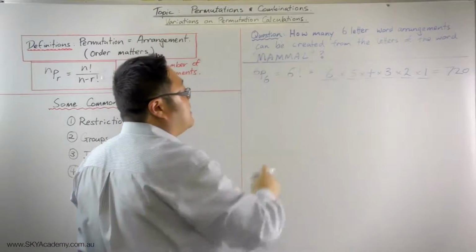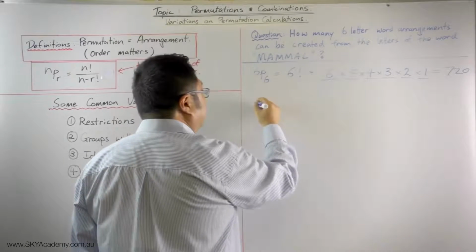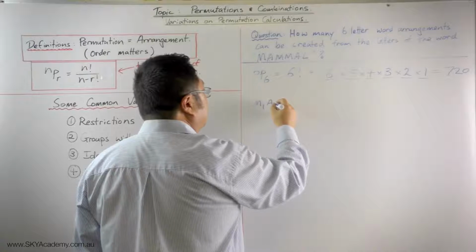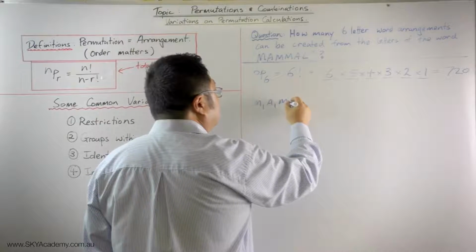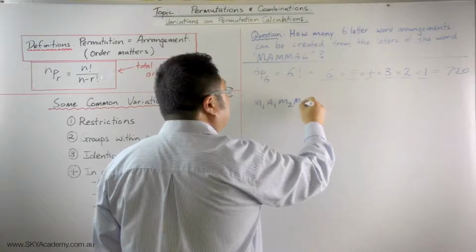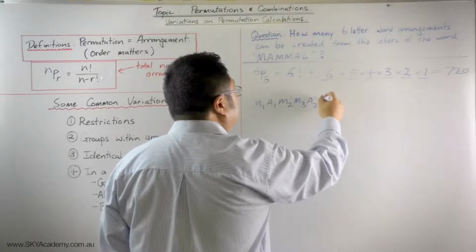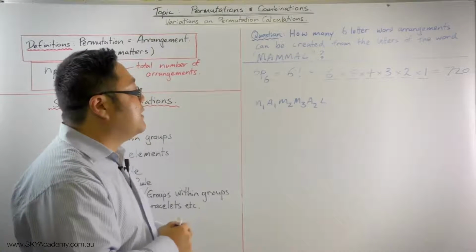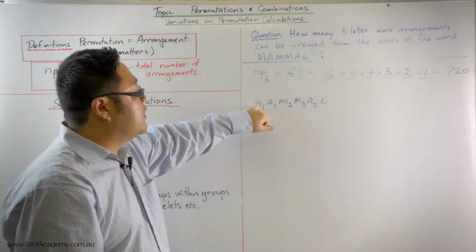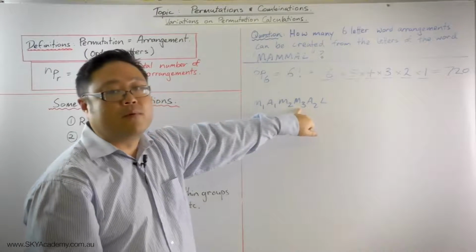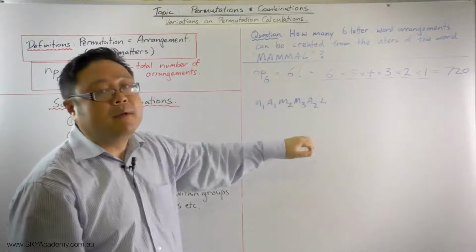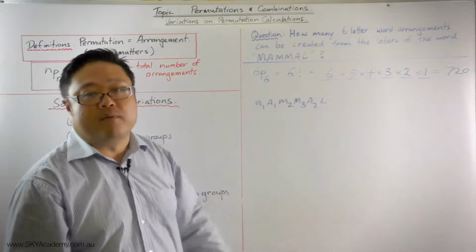which is distinct from this M as well. So let's do that. Let's take, for example, M1, A1, M2, M3, A2, and L. Okay, there's only one L, so we don't have to put a number next to the L. But let's say, rather than having M, M, and M, let's make it M1, M2, and M3, okay?